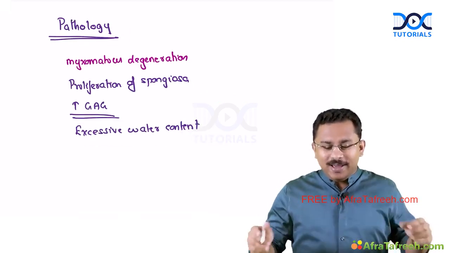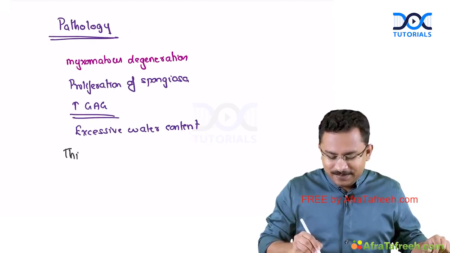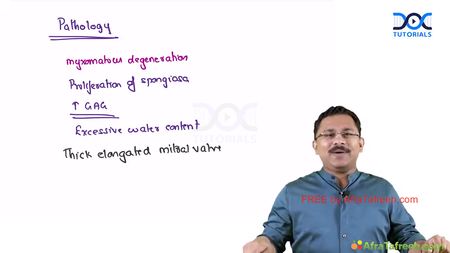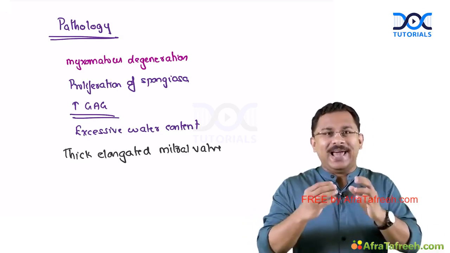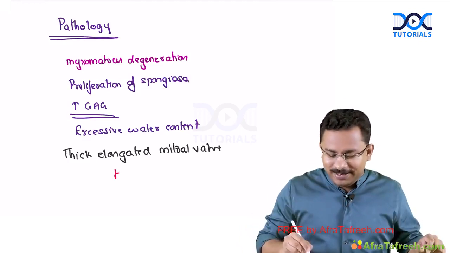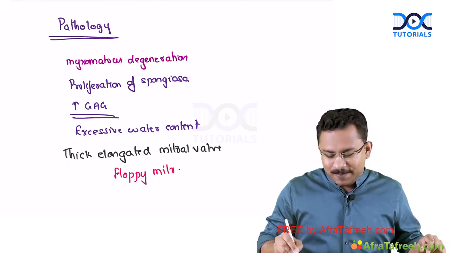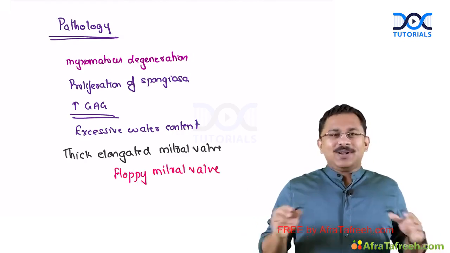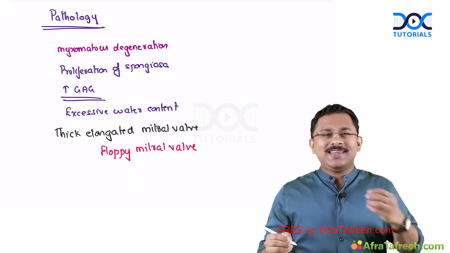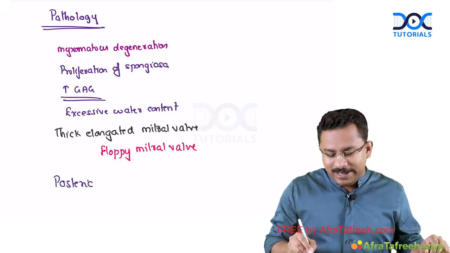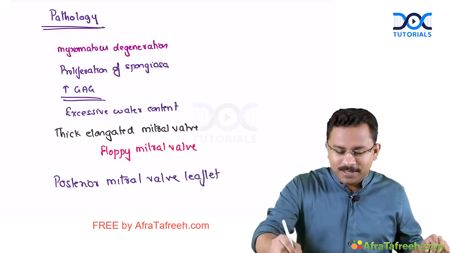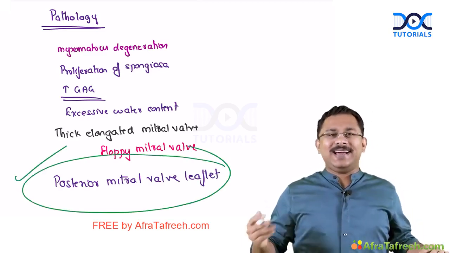This thick elongated mitral valve will have a tendency to prolapse. And such a valve with a tendency to prolapse is called what? A floppy mitral valve. When you compare the anterior and the posterior mitral leaflet, please remember that the posterior mitral valve leaflet is more commonly affected than the anterior.